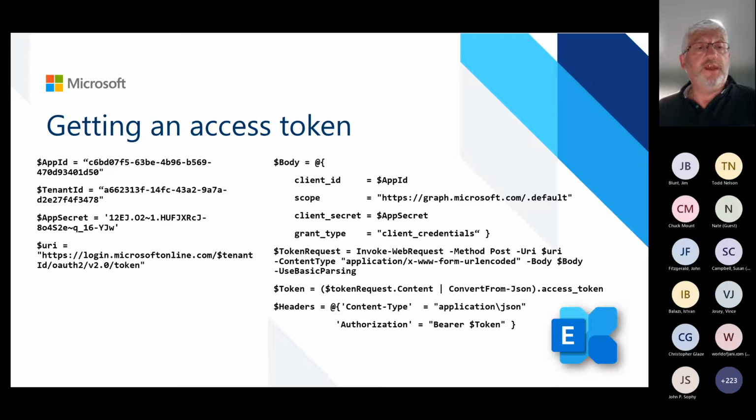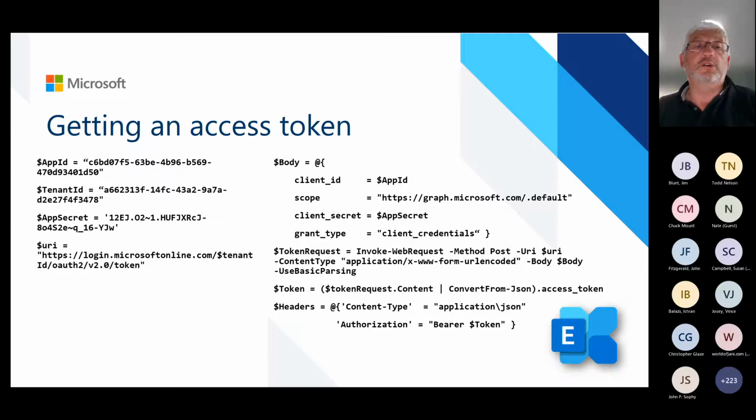That's fine. Then we define a URI. And the URI points to the OAuth 2 token issuing endpoint. We create a body, which is a little hash table with all of these parameters. We run a request, which is in this case using invoke web request. We post to the URI that we just set up, and we say, hey, we'd like to get something back. We get it back, and we convert it from the JSON format that it comes back, and we got it. There you go. You got a token.